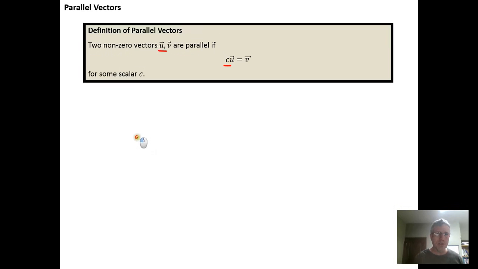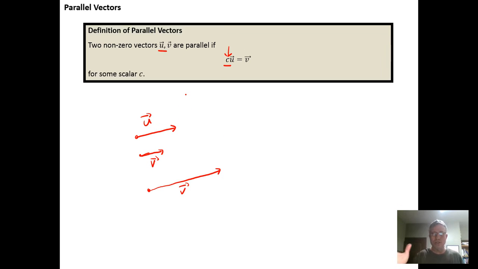And kind of in a picture, what we're saying is that if we have a vector u and a vector v, and they're parallel to each other, or in other words have the same slope through space, then we should be able to find a scalar that either shrinks u down to the size of v, or if v is parallel but larger, there should be a scalar that scales u up to be the same length as v. And so that's all this definition is saying.